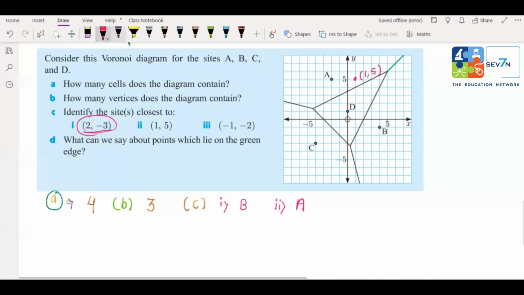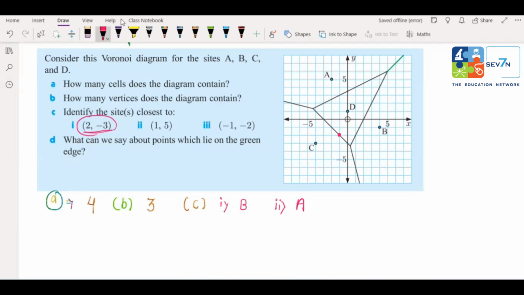Okay, (-1, -2). Don't find -1 or -2. Find (-1, -2). It will be the closest to C. Absolutely right. So this point lies here. How is it closest to C? This point lies on the edge.